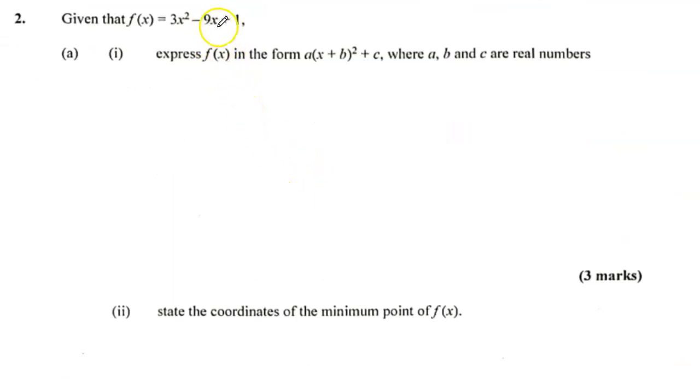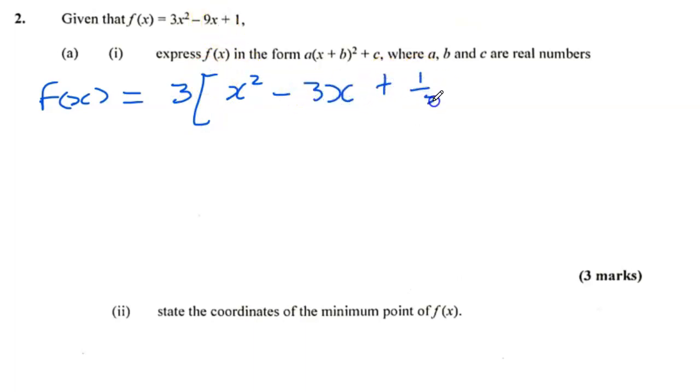Given the function f of x equal to 3x squared minus 9x plus 1, express f of x in this form here, complete the square form. Alright, let's do that. So f of x, the first thing I'm going to do is factor out the coefficient of the x squared, which is 3. So I'll factor out the 3, and so x squared minus 3x plus a third, and then I can complete the square.